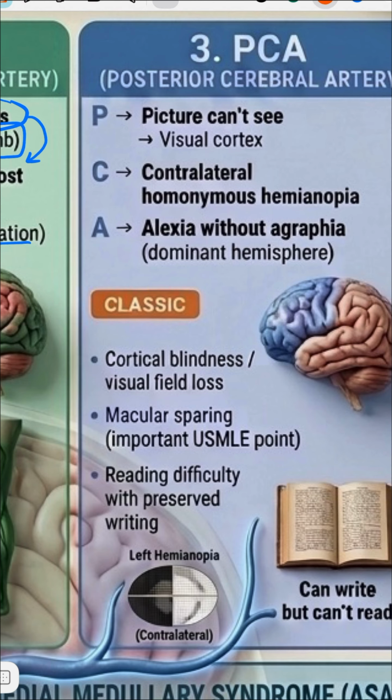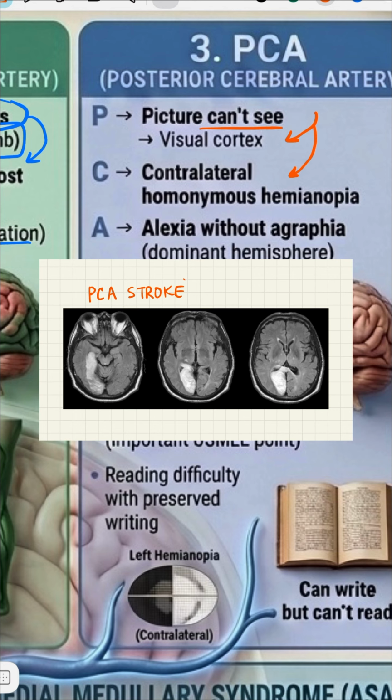Posterior circulation is rarely asked. Here usually patient presents to you with involvement of the visual cortex, so patient cannot see. So patient has presented with blindness. And also this is associated with contralateral homonymous hemianopia.